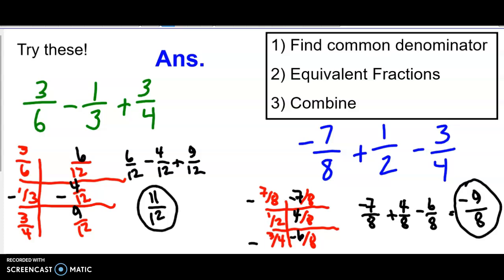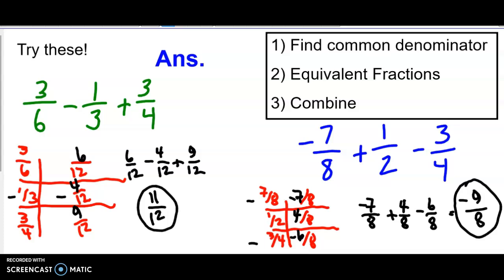3/6 minus 1/3 plus 3/4. The common denominator for 6, 3, and 4 is 12. 4 times 3 is 12, and 3 times 3 is 9. 3 times 4 is 12, and 4 times 1 is 4. 6 times 2 is 12, so 3 times 2 is 6. So now we have our new fractions with the same denominator. 6 minus 4 is 2, and 2 plus 9 is 11. So you should get 11/12 for the first answer.